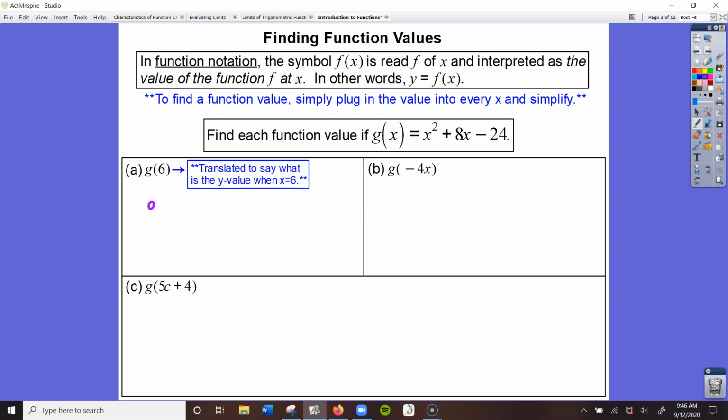So if we want to solve, what we would have to do is plug in 6 into every x value. So that would mean that we would have 6 squared plus 8 times 6 minus 24. And then we work it out. 6 squared is 36 plus 8 times 6, which is 48, minus 24. When you add all of this together, or you combine, you would end up with the answer of 60.